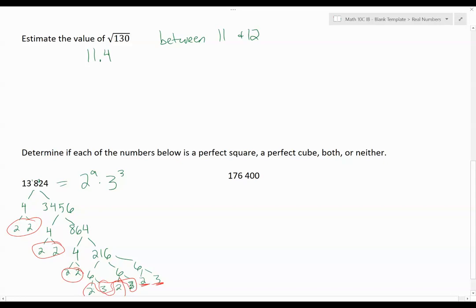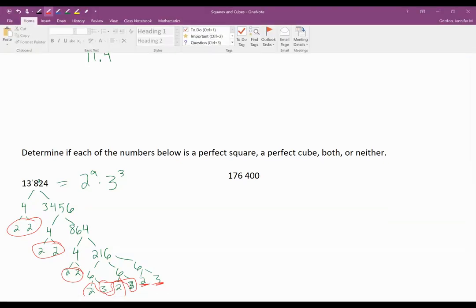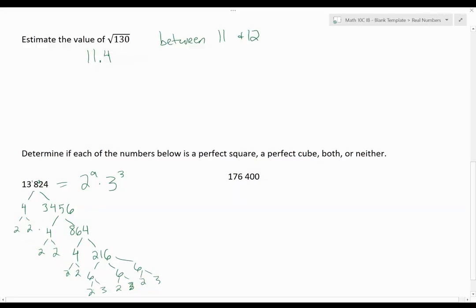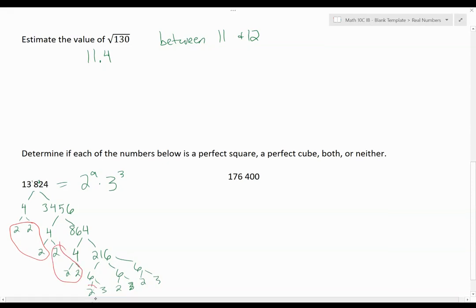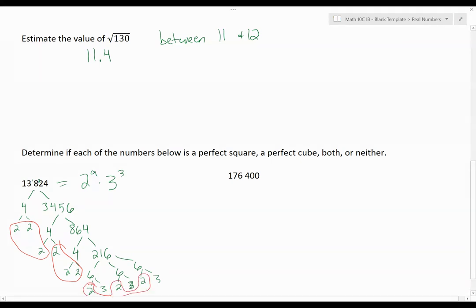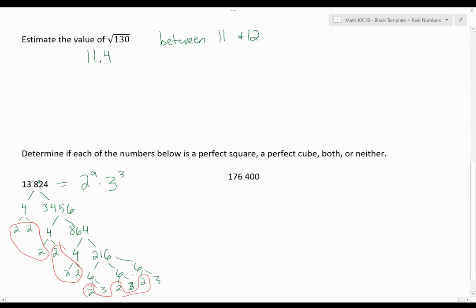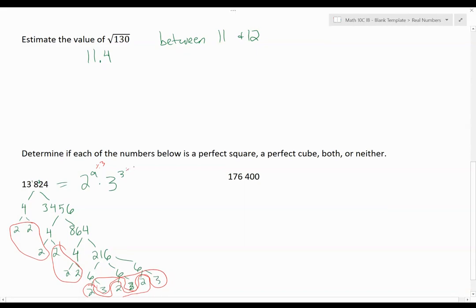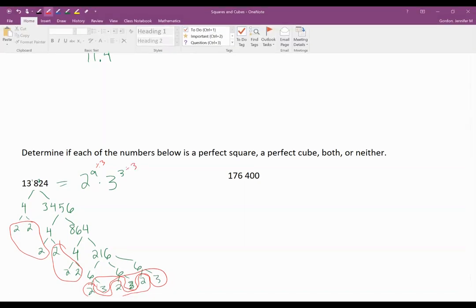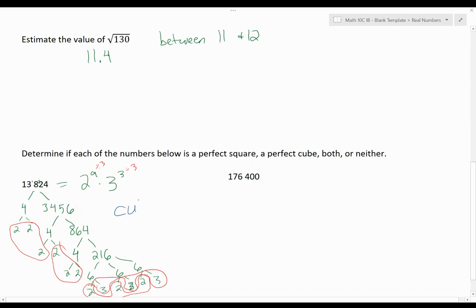It is, however, a cube because I actually can divide the factors nicely into groups of 3. So 3 2's, 3 2's. I've got my 3 2's here, and I've got my 3 3's. So everything fits into nice groups of 3's. That means they're all perfect cubes. Looking at the exponents, this can be divided by 3, the 9 can, and the 3 can be divided by 3. That makes this a perfect cube, but not a perfect square.